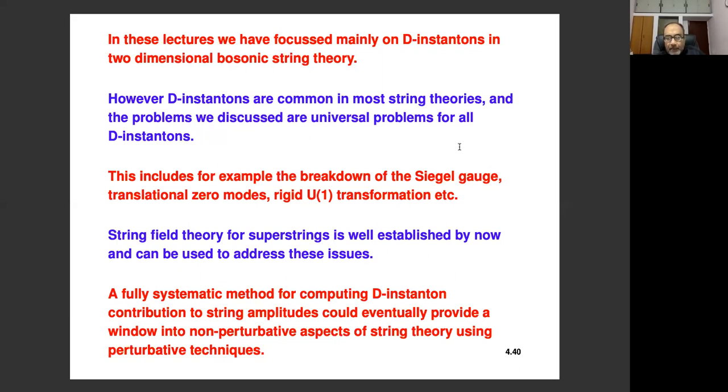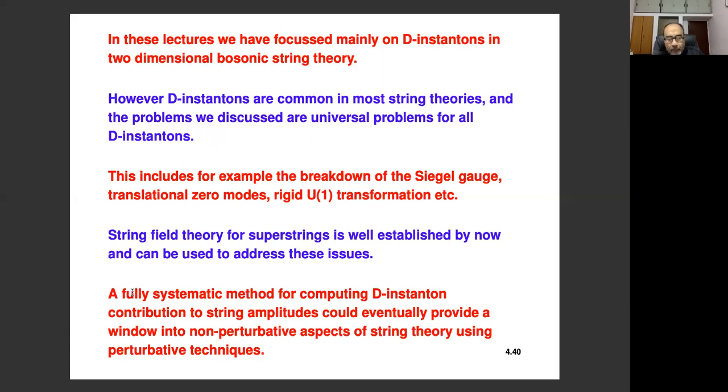For example, the breakdown of the Siegel gauge: you can show this is true also in superstring theory. Translation zero modes, of course, exist in superstring theory. The rigid U(1) transformation that we saw also exists in superstring theories. So the problems and the solutions that we described are universal; the details may differ. Indeed, string field theory for superstrings is well established by now and can be used to address these issues. So in principle, we now have all the tools to start using string field theory to compute D-instanton corrections to superstring theory.